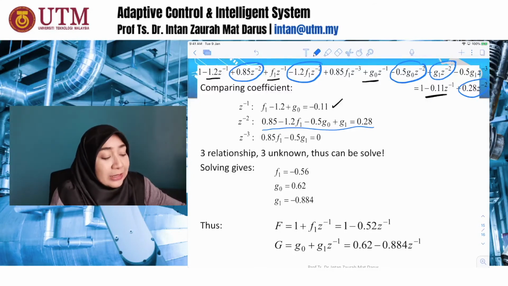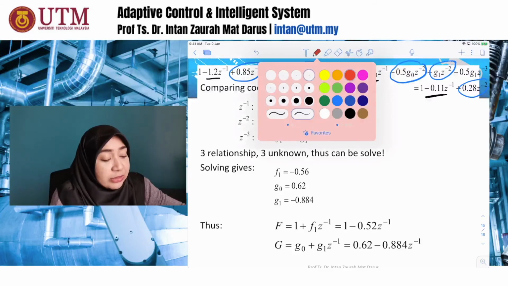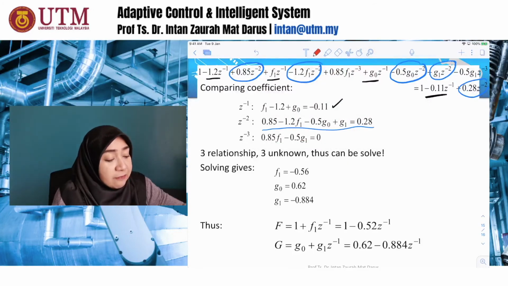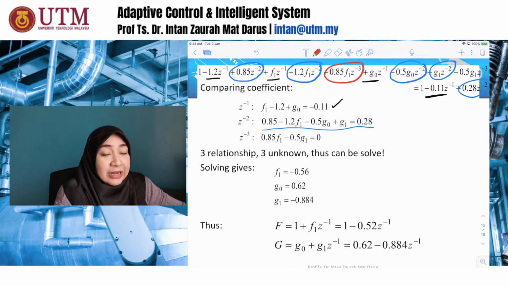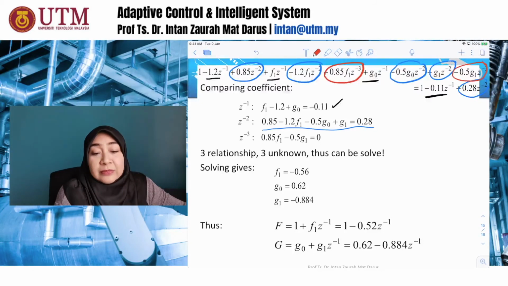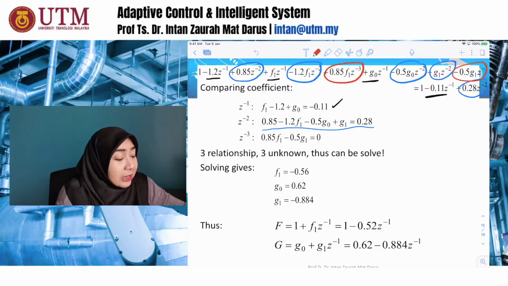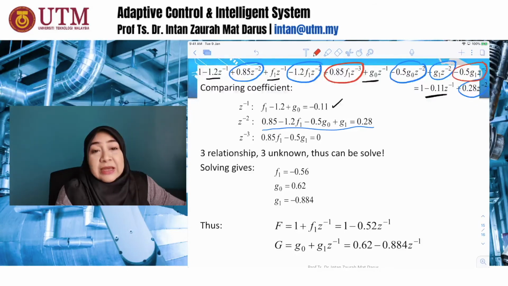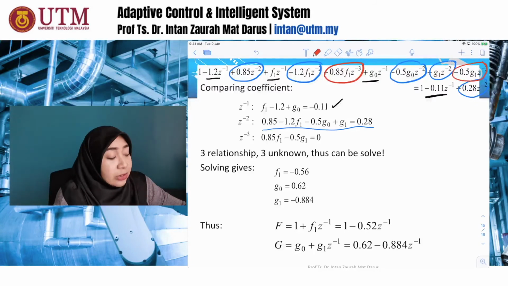Then I'm going to do the same with Z minus 3. For Z minus 3, I will have 0.85 F1 minus 0.5 G1. And on the right hand side of my equation, I will not have any Z minus 3 term, so that is going to give me a 0 value. So that is my equation.